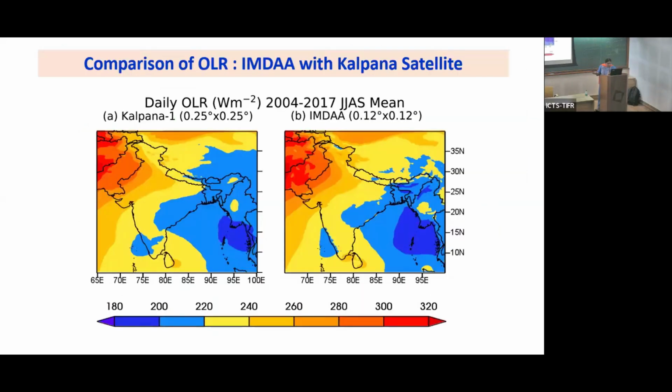Then again we compared the data with the OLR, the outgoing longwave radiation. Here we use the Kalpana OLR data at 25-kilometer resolution, and the IMDAA data at 12-kilometer resolution. You can see that on average the high OLR and low OLR over the Bay of Bengal during the monsoon are matching, and over the Arabian Sea west coast also it is matching. So the OLR can also be used as a proxy for monsoon prediction, and that is also a good data set.